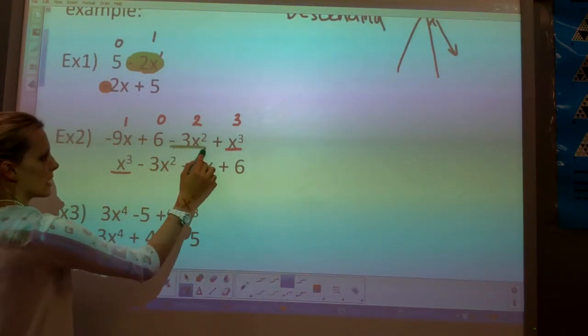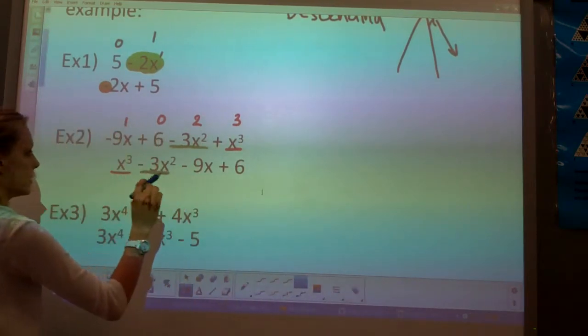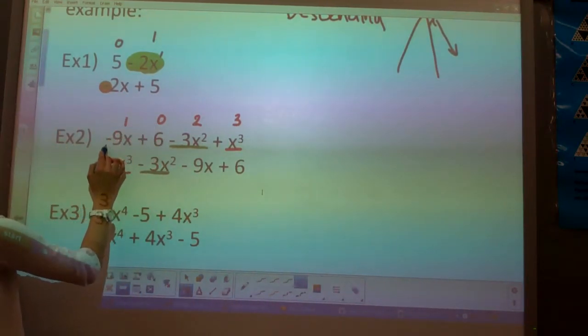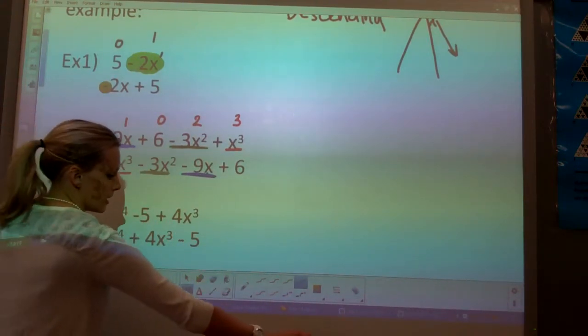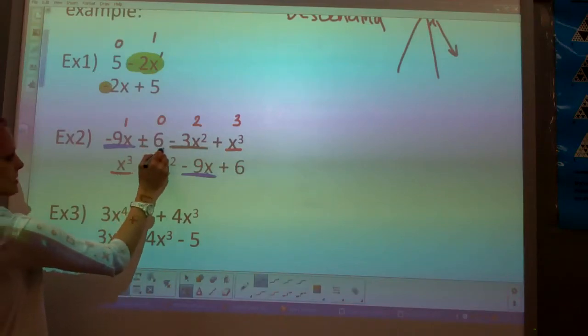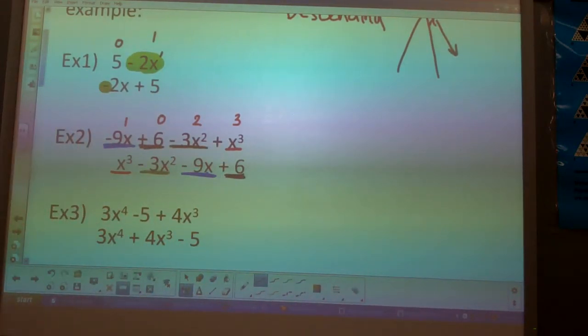Minus 3x squared should go second. And because 1 is bigger than 0, our minus 9x needs to go third. And then last, we have our plus 6 because that has the smallest degree. So our plus 6 goes last.